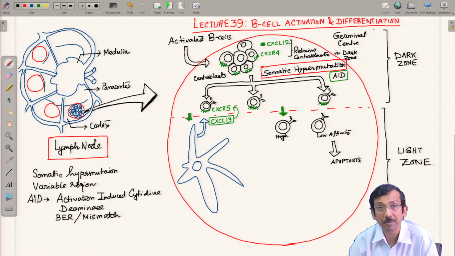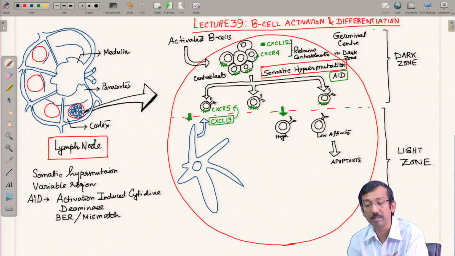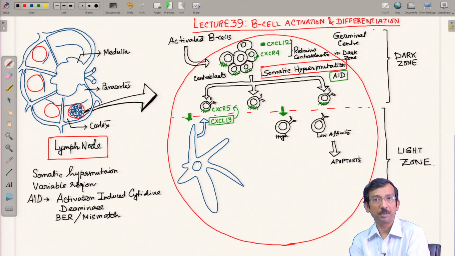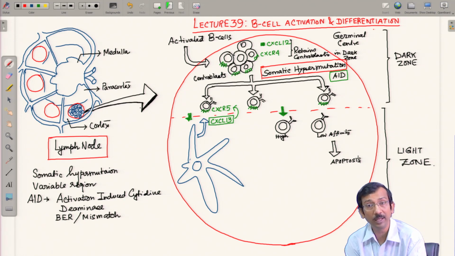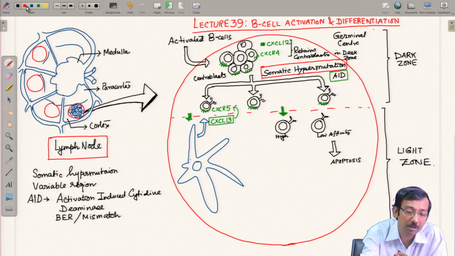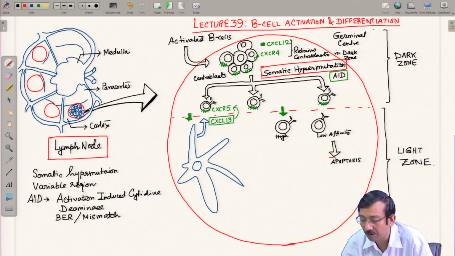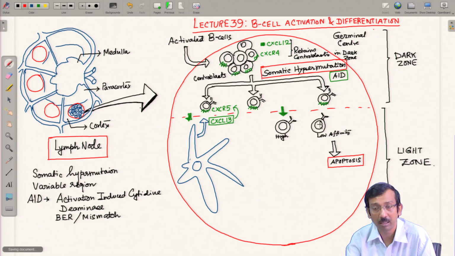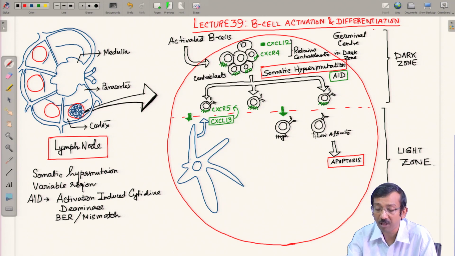There are specialized macrophages in this region of the light zone, in the germinal center, who will engulf them. These apoptotic cells will be engulfed by a specialized class of macrophages, and they will die. So they will be excluded from the system, these cells with low affinity mutations on their B cell receptors.